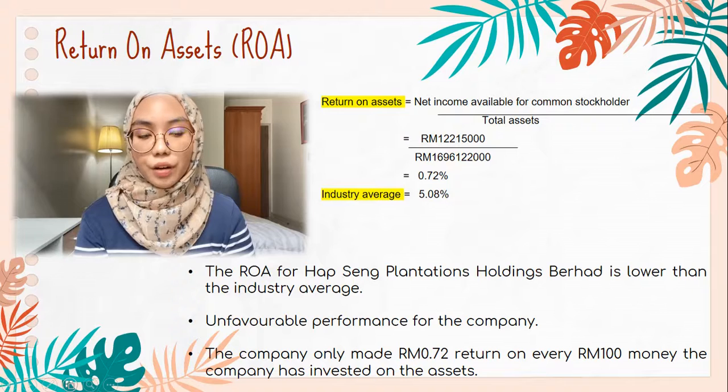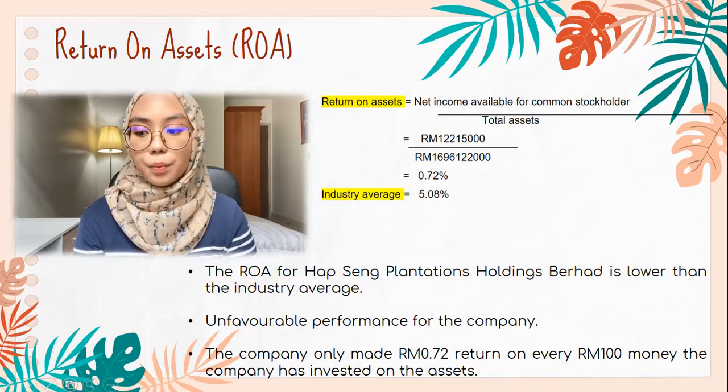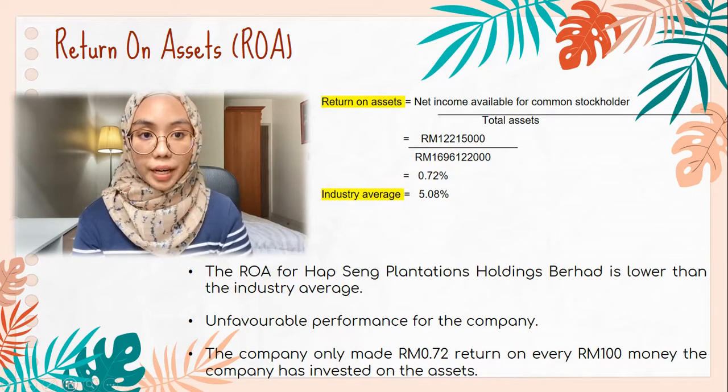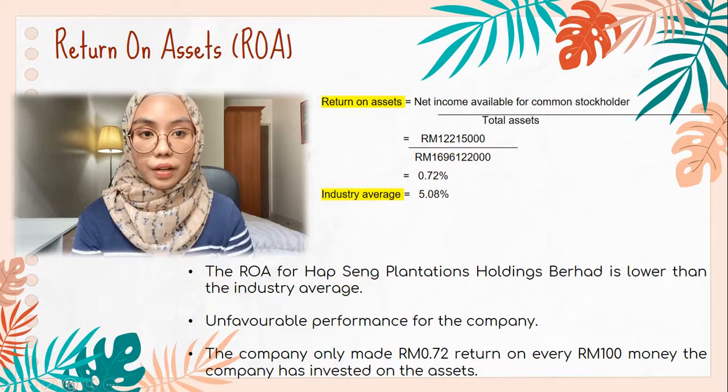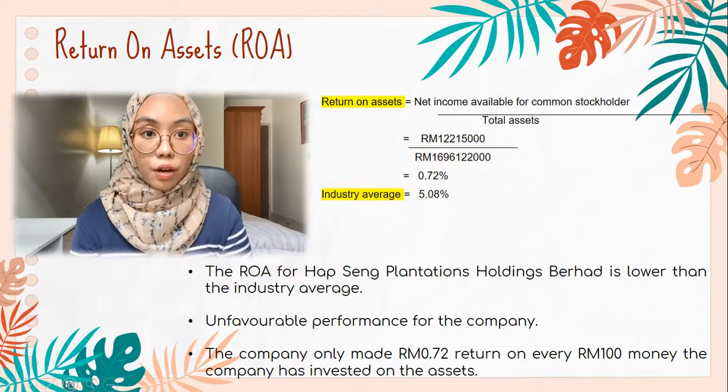The industry average for the return on assets is equal to 5.08%. It shows an unfavorable performance for Hap Seng Plantations Holding Berhad as the company only received 72 cents return on every 100 ringgit the company has invested in the assets. The possible causes for the low return on assets might be due to the inefficient usage of the non-current assets or current assets or both.